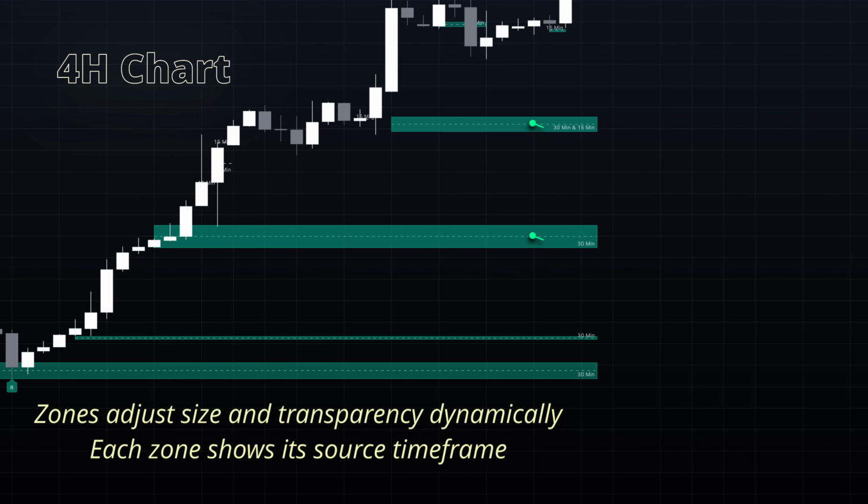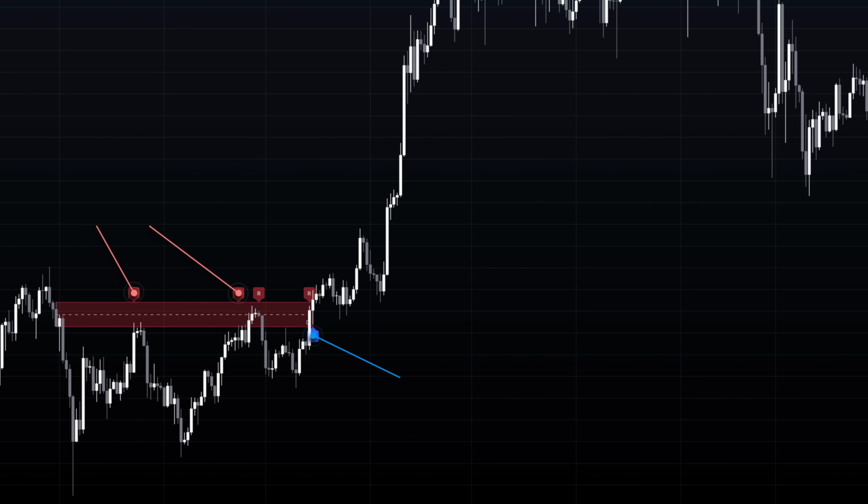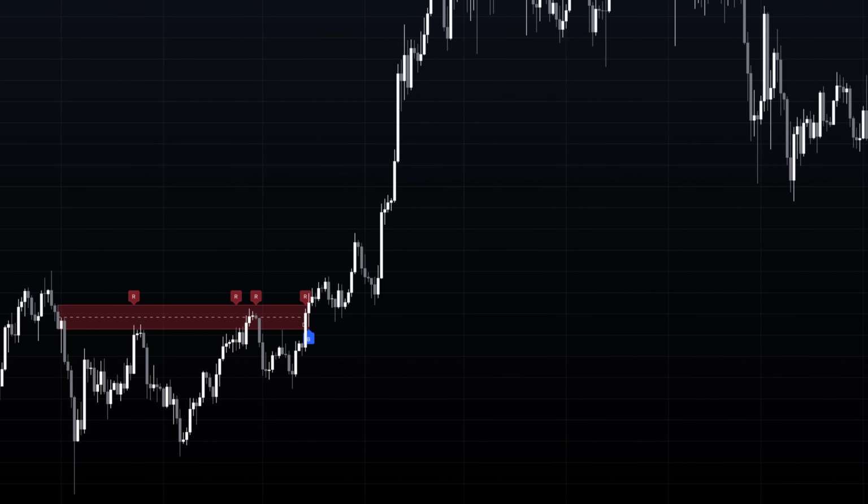Zone visualization adapts to market structure through dynamic sizing and transparency adjustments. Each zone displays its originating time frame, with combined zones showing multiple time frame labels. The indicator includes retest and break detection, marking when price returns to test previously established zones or definitively breaks through them. These events generate alerts and visual markers to highlight potential trading opportunities.